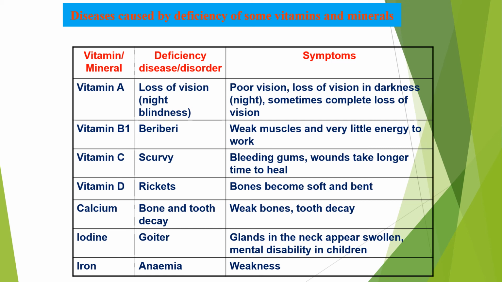Deficiency of vitamin D causes a disease known as rickets, where bone becomes soft and bent. Deficiency of calcium causes bone and tooth decay, which leads to weak bone and tooth decay. Deficiency of iodine causes a disorder known as goiter, where the glands of the neck appear swollen. Mental disability in children is seen. Iron deficiency causes a disorder called as anemia, which leads to weakness.